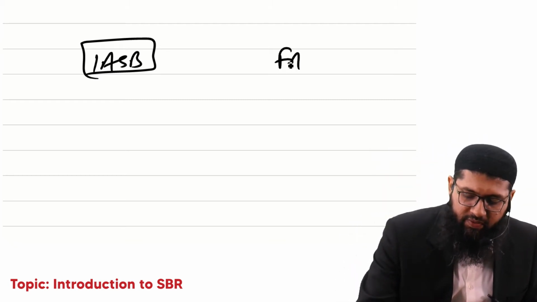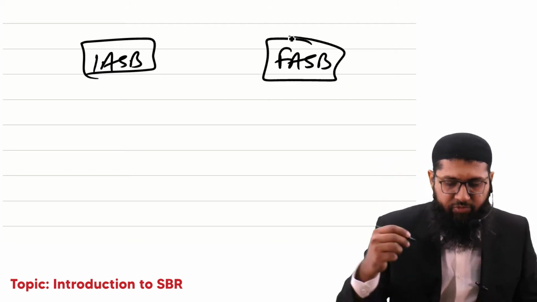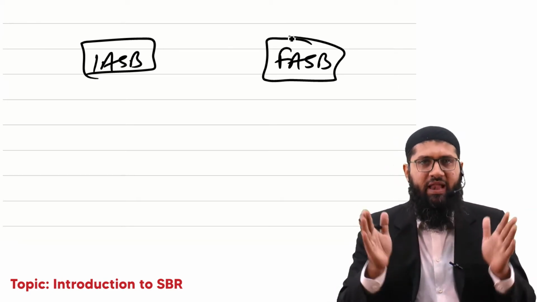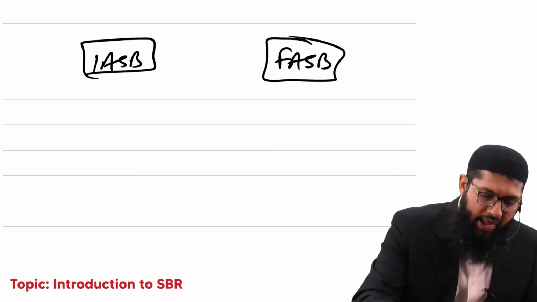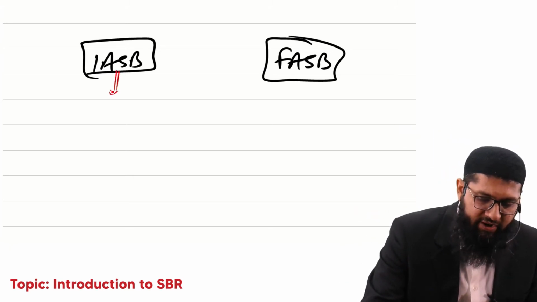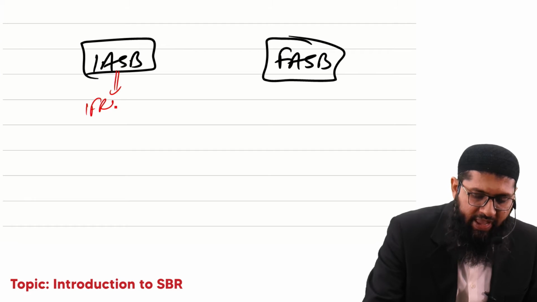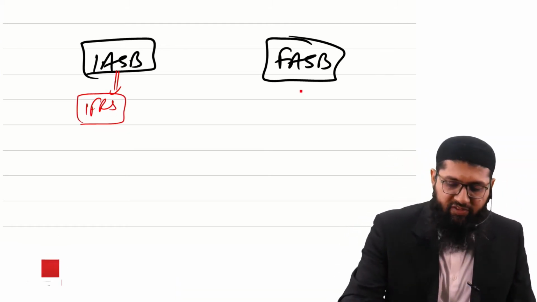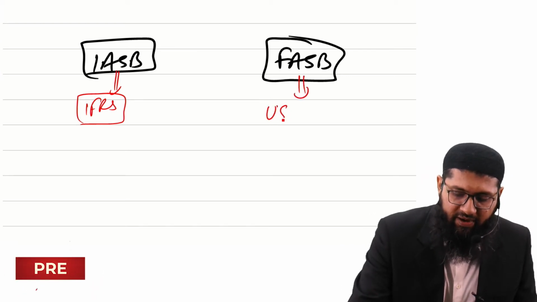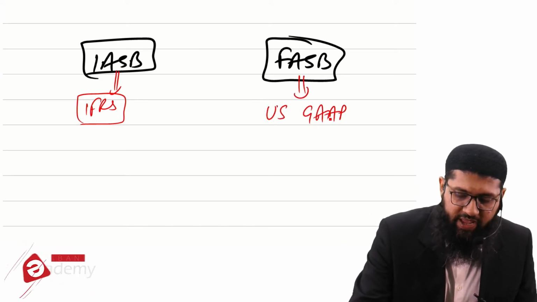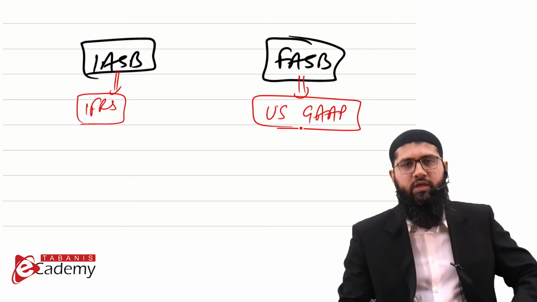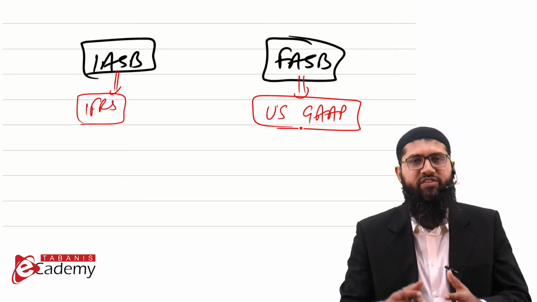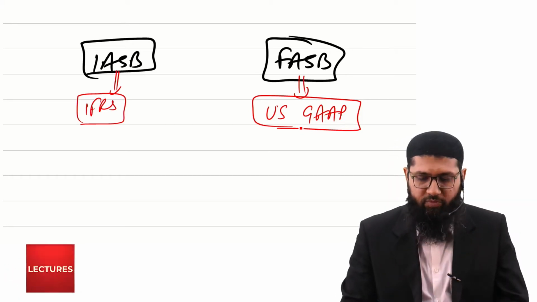And there is another body, which is FASB. What is IASB? What is FASB? Let me give you a brief idea. IASB is the International Accounting Standards Board, which is the body that sets IFRS. And FASB is the body that sets the US Generally Accepted Accounting Principles. I repeat, FASB is one of those bodies that sets US GAAP.